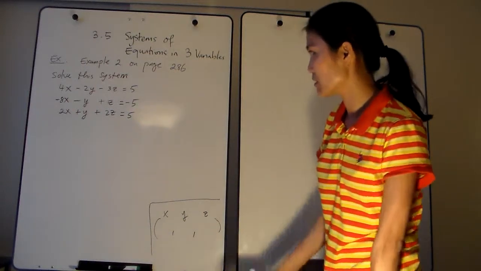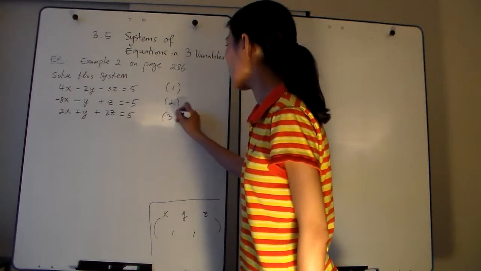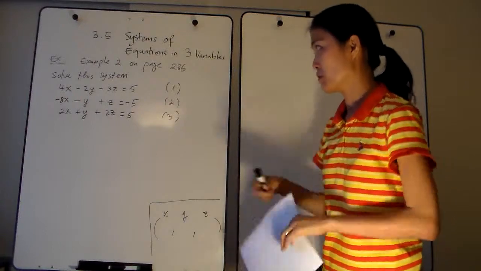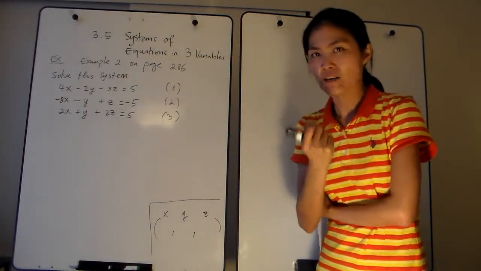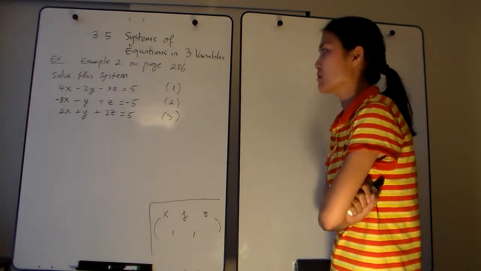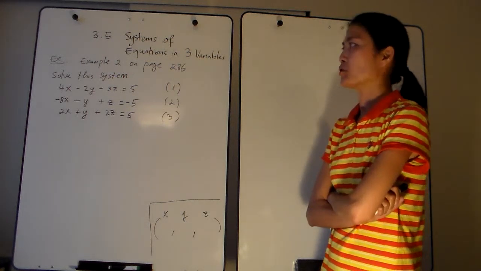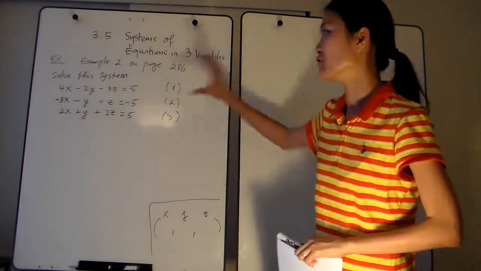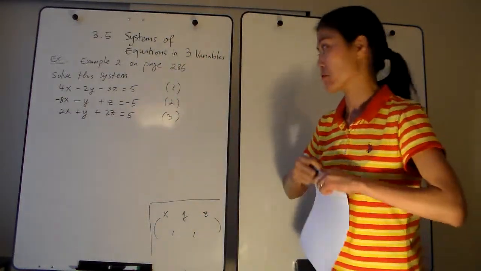Similarly, let's call this equation 1, equation 2, equation 3. You do that so you can keep track of the procedure you've been doing, so you won't mess up any equation. You've got to have a systematic way to solve this system. So first, determine which variable you want to eliminate. You want to eliminate one variable so that you can convert these three equations to two equations with two variables.